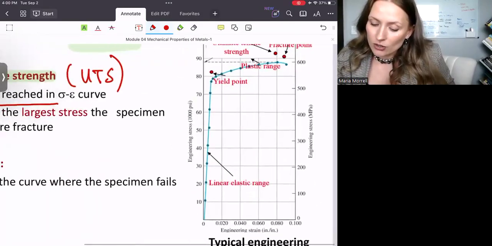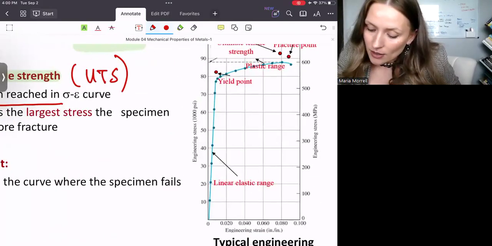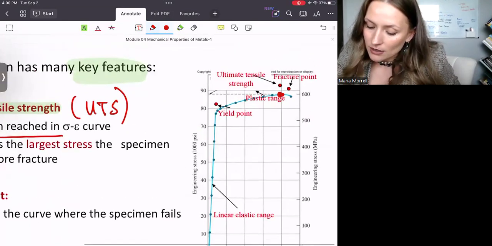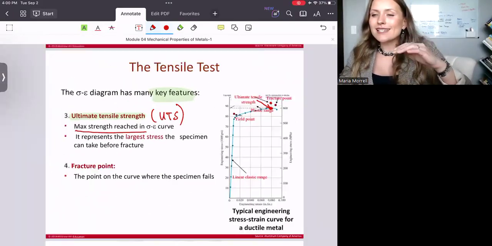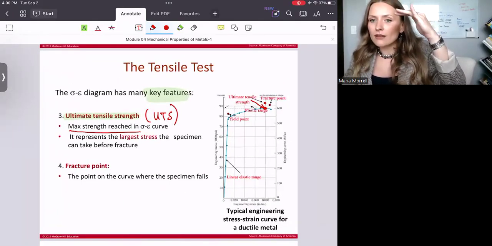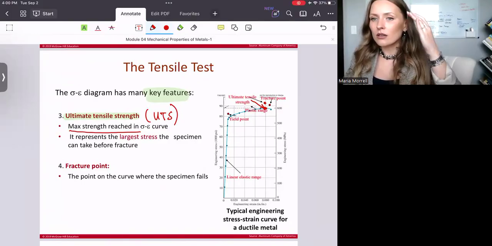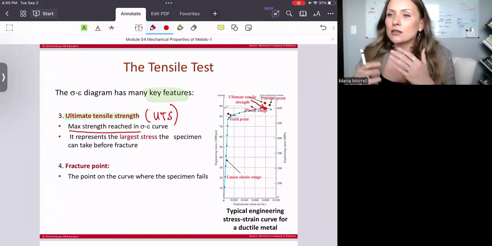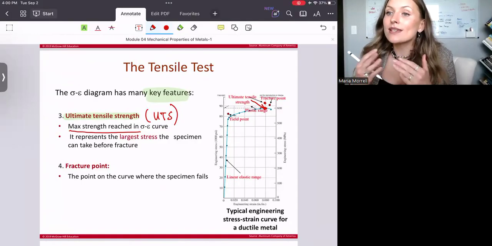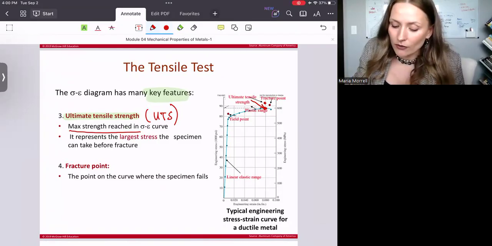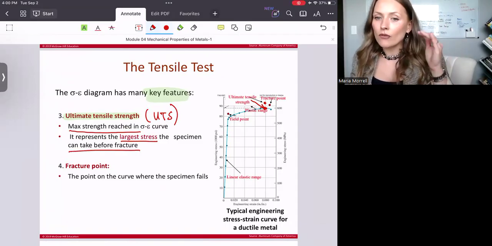So if I look at the stress strain diagram, it looks like somewhere in here, this point is going to be, and you can see that this is moved a little bit here. It is right here, right? So this is the maximum strength that the material can withstand, right? So basically, it represents the largest stress that the specimen can take before fracture.